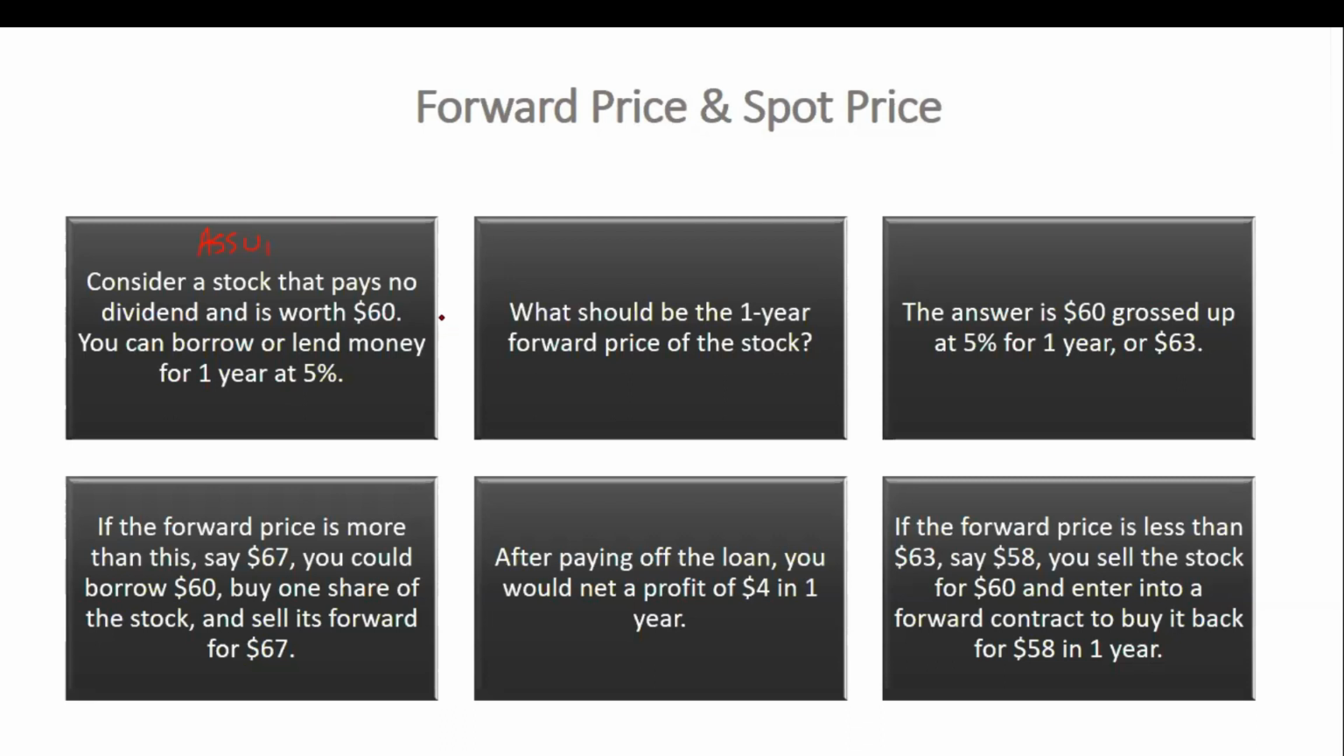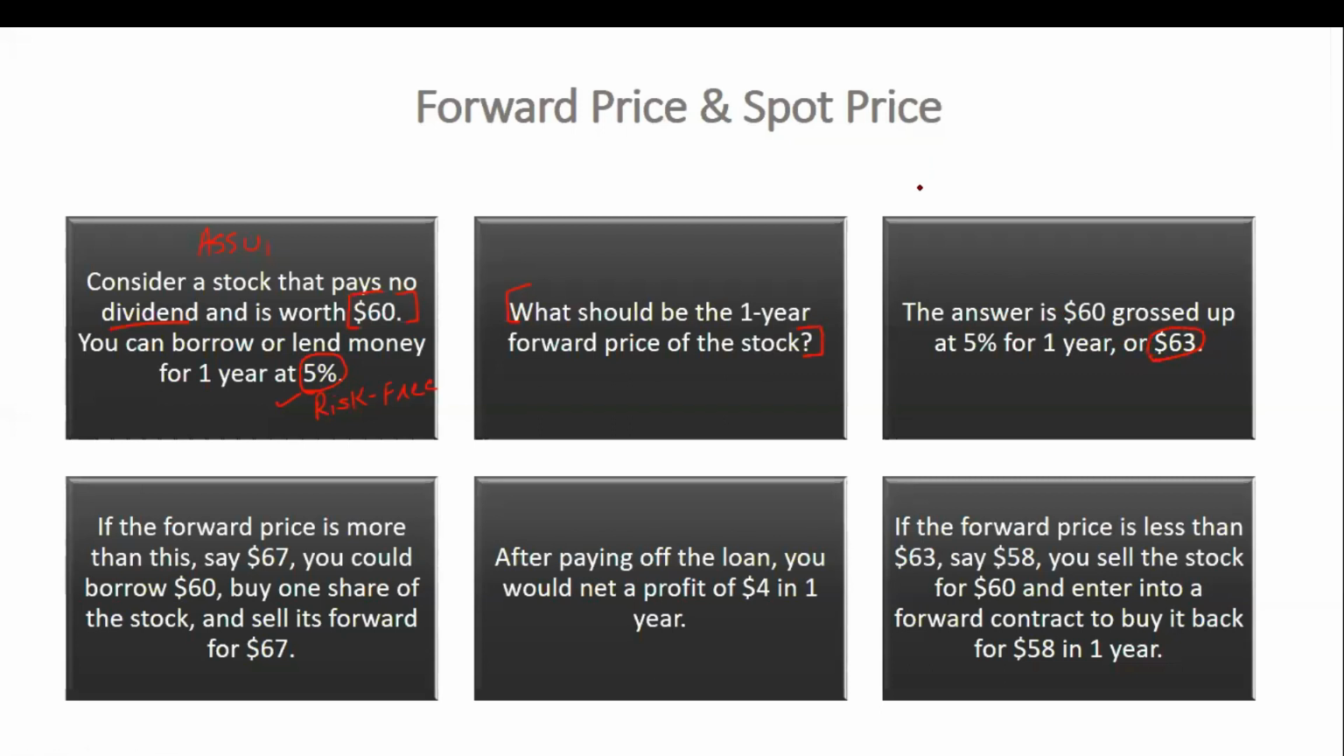So consider a stock that pays no dividend, our assumption, and it is worth $60 today. In the market, you can borrow or lend money for 1 year at a 5% interest rate. So this is your risk-free interest rate. Another assumption. Okay. So now, if this is the spot price and this is the interest rate, what should be the 1 year forward price of the stock? This is what we need to calculate. The answer is very simple, $63.